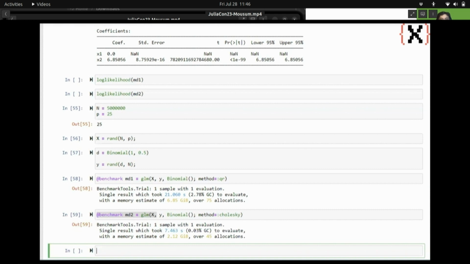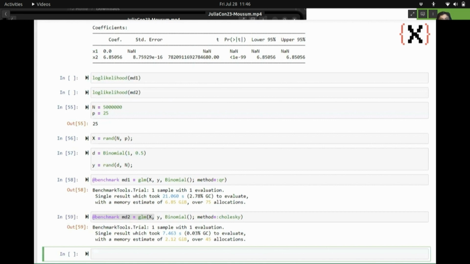So what can we conclude from this exercise? When we have a stable design matrix, with a condition number of say less than 10 to the power 5, we can use Cholesky decomposition because it will give the same estimates but with less time, and it will consume less memory. That's all. Thank you.